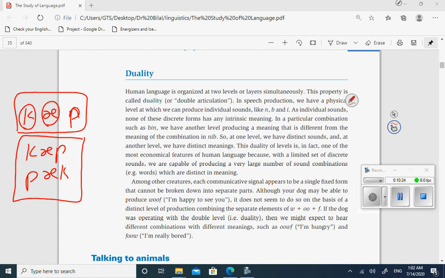In the first level, the sounds themselves have no meaning. Now, combining them together gives you a meaning, and this is what is meant by duality. This is the first level. This is the second level. This level has discrete sounds in isolation and they have no meaning at all. And the second level is the meaning level, in which we combine the sounds together and you can create an unlimited number of words.